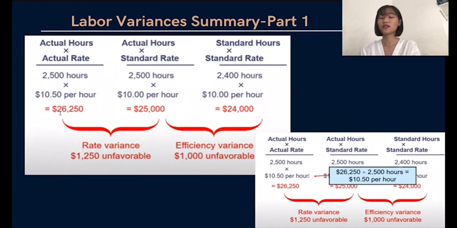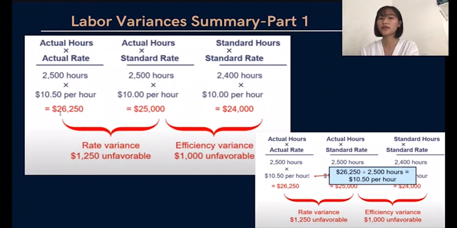And then the labor efficiency variance, or quantity variance, is the difference between the standard rate applied to the actual hours of labor used in production versus the standard hours that should have been used, and it's $1,000 unfavorable. The efficiency variance is unfavorable because the actual quantity of hours worked is 100 more, 2,500 instead of 2,400.